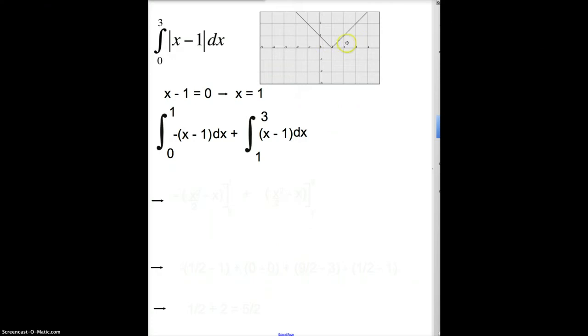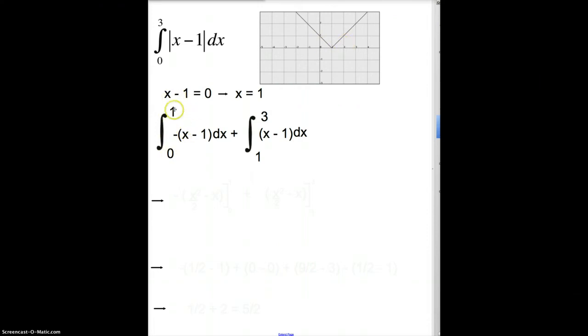We're going to break up the integral. So set up your absolute value inside, set it equal to 0, and find out where that point is. And we're going to break up the absolute value into 2 integrals. And remember, integrals just stand for area under a curve, so you can break it up into 2 different regions and find the area of the 2 regions and add those up.